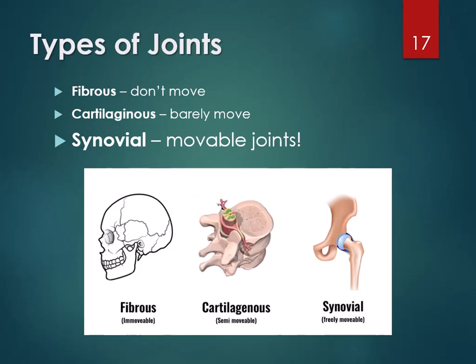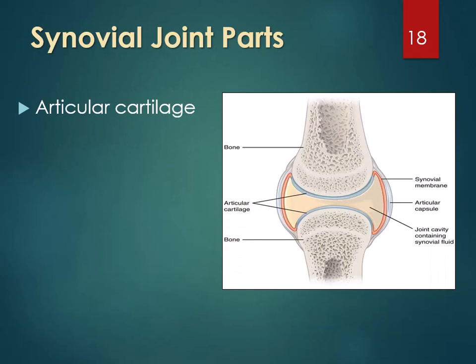Cartilaginous joints barely move. The symphysis pubis, which is the joint between your two pubic bones, will loosen under the effects of relaxin, which is a hormone produced when women are pregnant. And that allows for the birth canal to be a little bit bigger. But again, it's not something that generally moves. So we're going to focus on the synovial joints. These are all the movable joints. And we're going to talk about the different kinds of those and what movements they do.